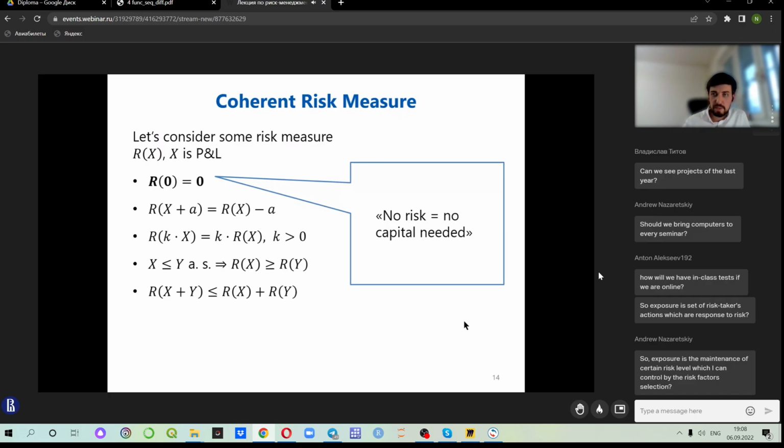This means I don't need anything. I don't need to set any limits. I don't need capital. I don't need to pay someone for insurance if I don't have risk. All right, that's what the first property says.